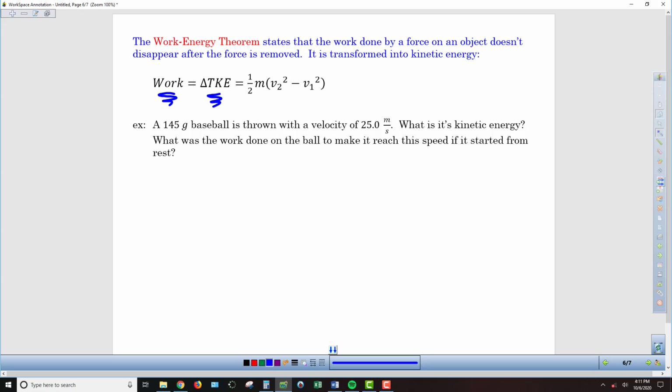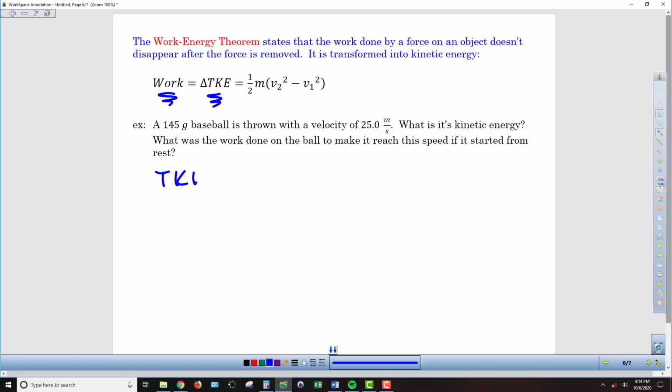And so if we apply that to the question that we have in front of us here, we have a 145-gram baseball thrown with a velocity of 25 meters per second. And so we want to know, first off, what is its kinetic energy? And then we want to know what's the work done on the ball to make it reach this speed if it started from rest. So let's start with that kinetic energy.